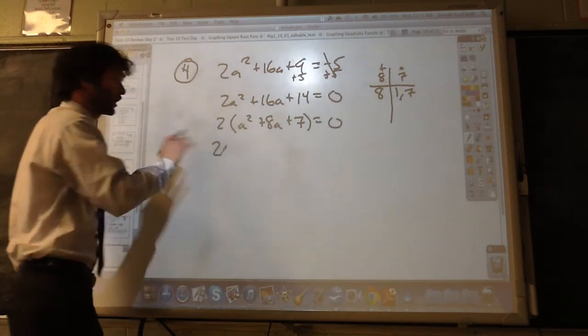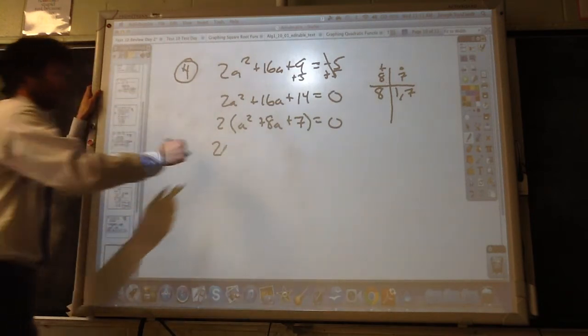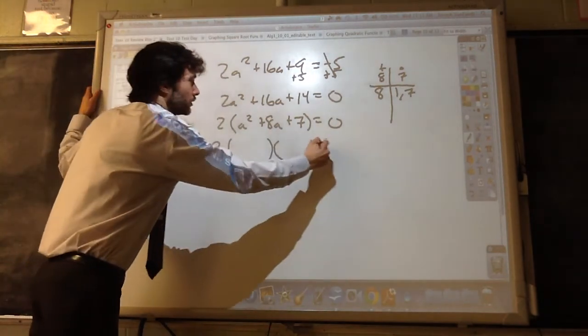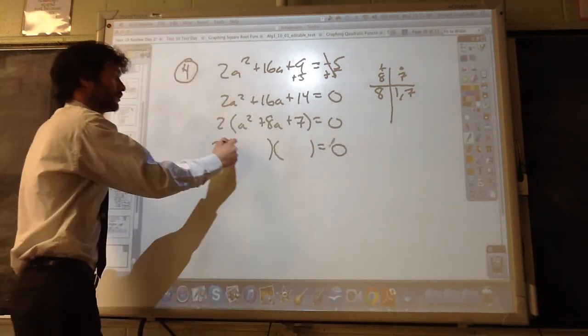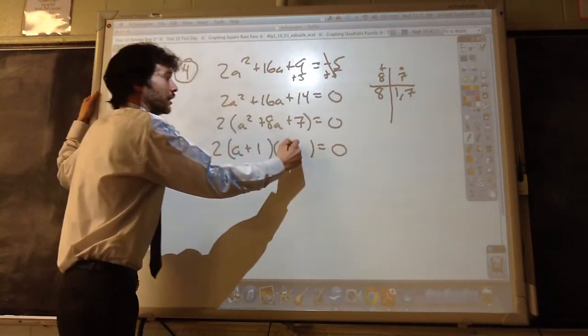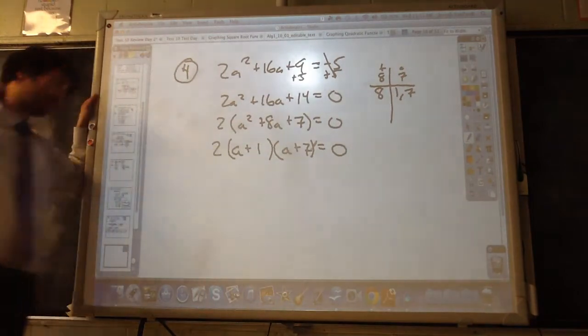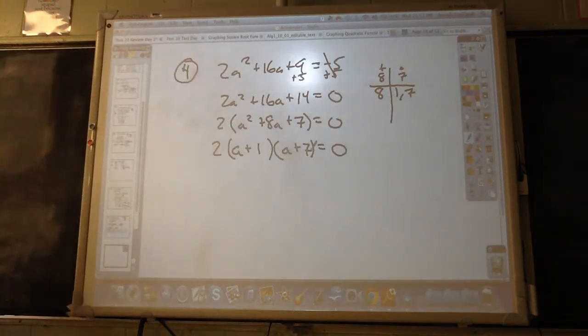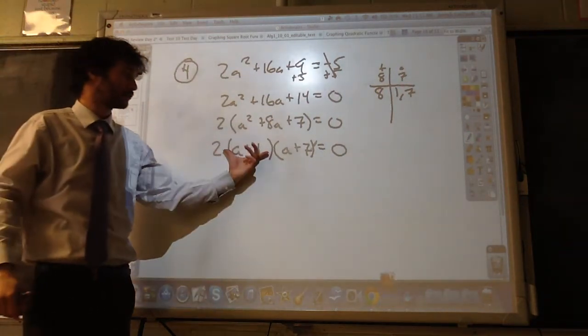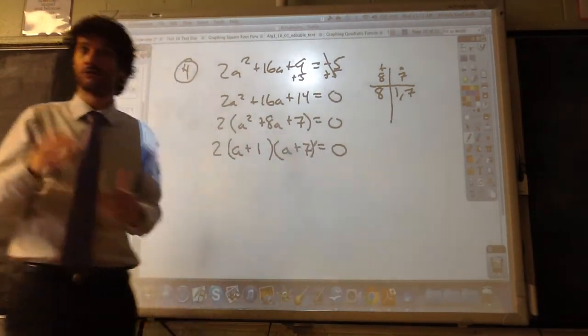Okay, so the 2 is hanging out. Just bring it down. And this gets factored into 2 parentheses, and the parentheses are a plus 1 and a plus 7. So I have 3 factors being multiplied to give me 0: 2, a plus 1, a plus 7. Those are 3 factors.